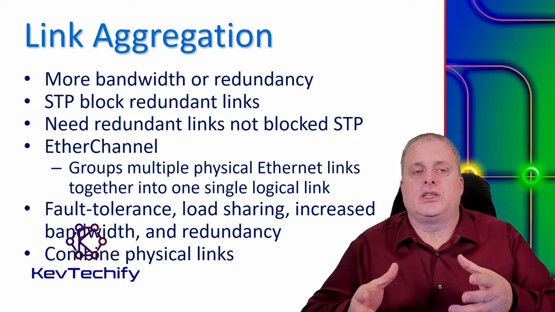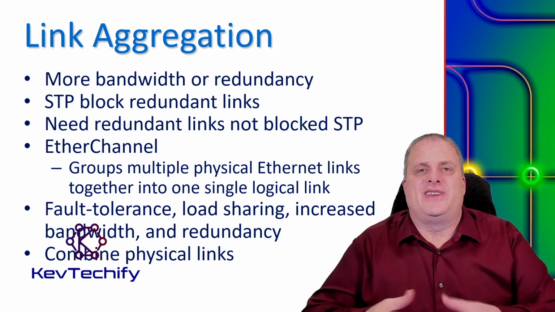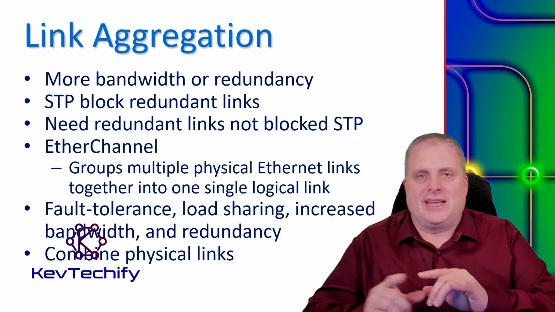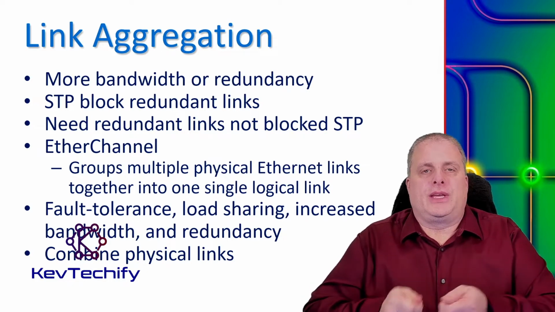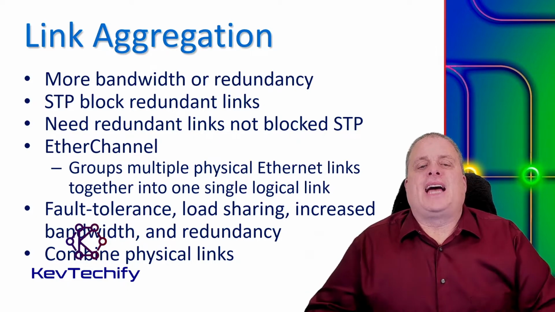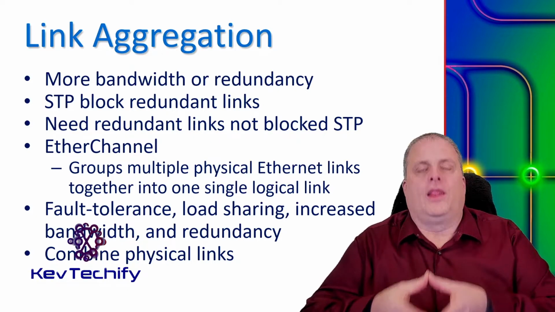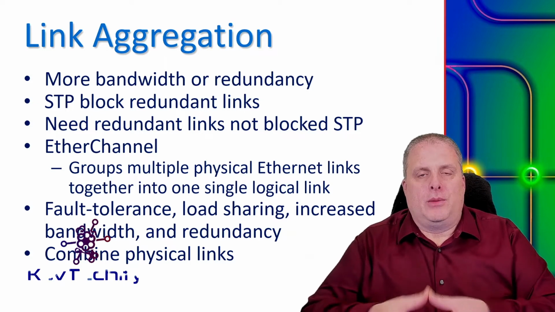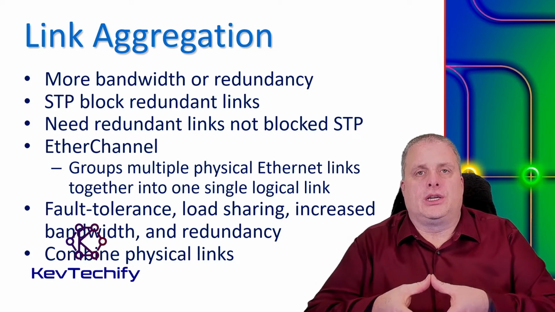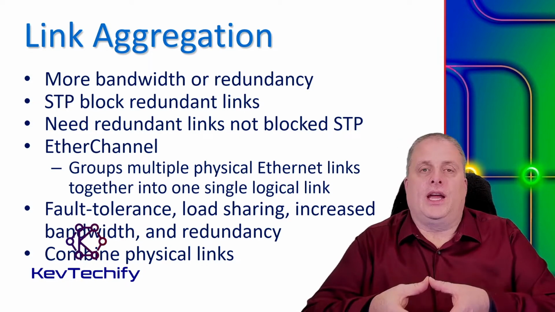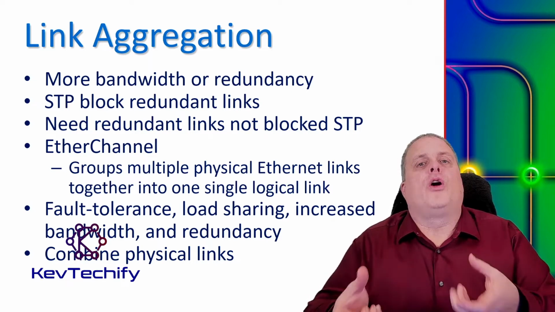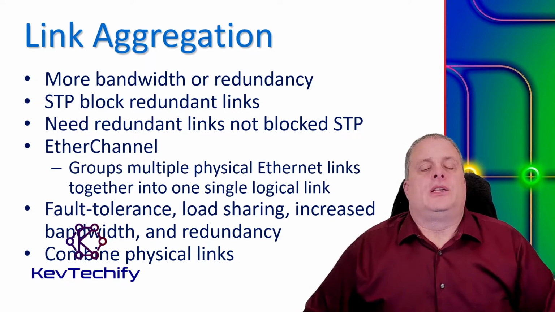What EtherChannel does is it takes a number of physical ports, those ports you can see on the front of your switch. We plug some cables into that, and then we logically group them together in one logical connection. Because they're one logical connection, STP sees it as one connection and doesn't block all those multiple connections together.